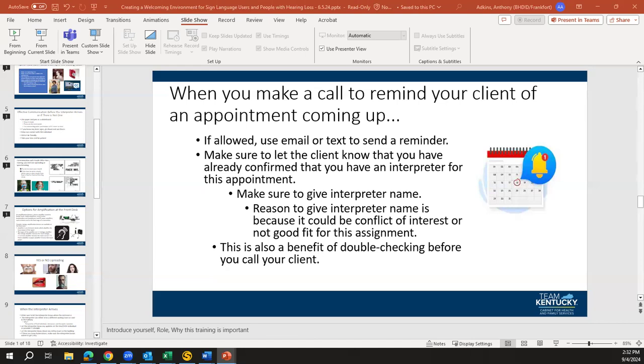Often what deaf individuals will have to do is call the agency themselves and ask, who have you scheduled for such and such appointment at such and such a place?